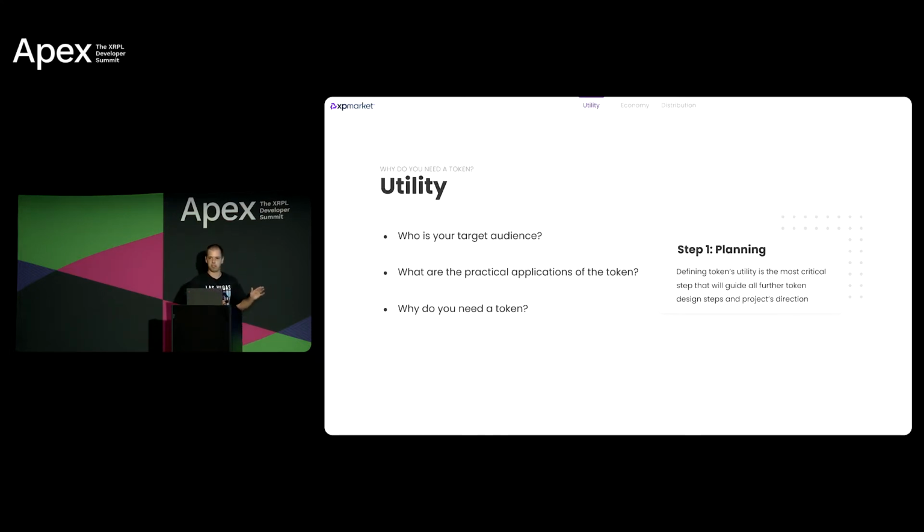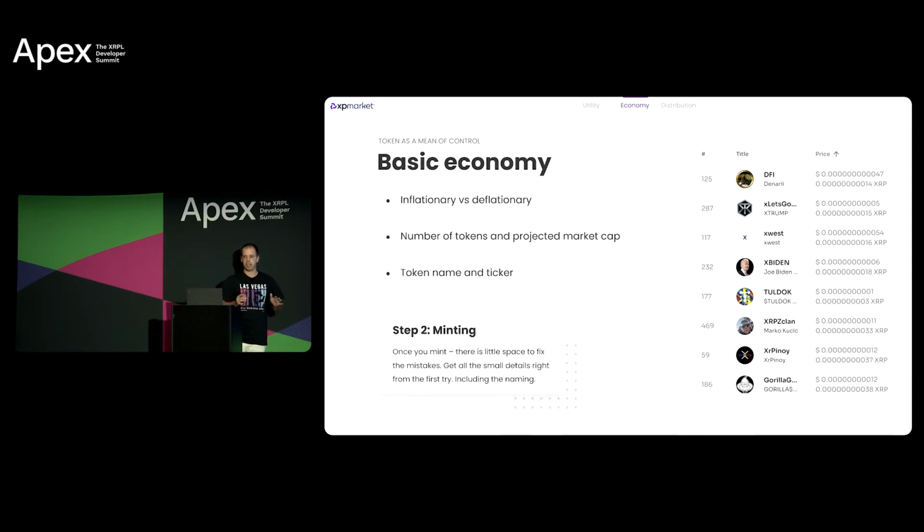Once you figured out that, yes, you need a token, you know what you're going to do with it, and you're sure that it's a good way for you, we need to figure out some basic economics at this stage. So what do I mean by basic economics? First of all, inflationary or deflationary. Most projects will go with deflationary. By deflationary, I mean that you have a fixed total supply. It will not increase. In our case, it's a black hole. This is the most common, but if you're doing something like a play-to-earn game, most likely you will have infinite supply. And that's a lot of inflation. That's like the Argentinian peso.